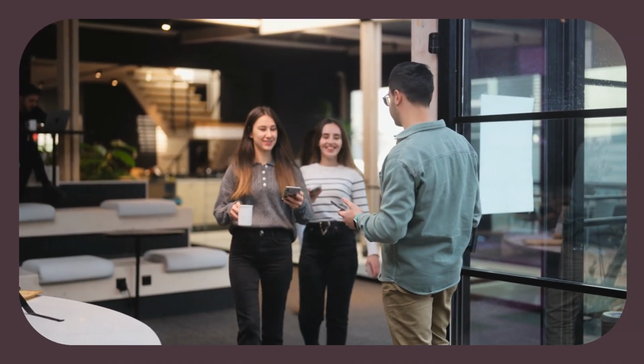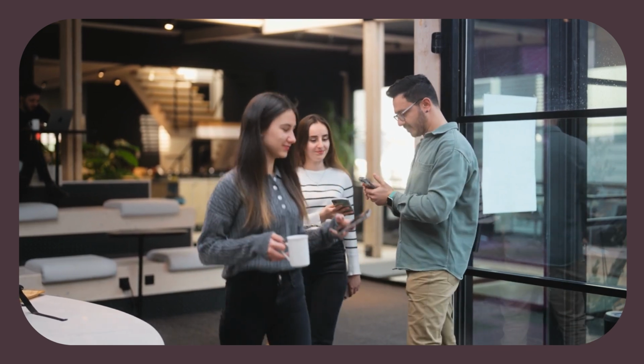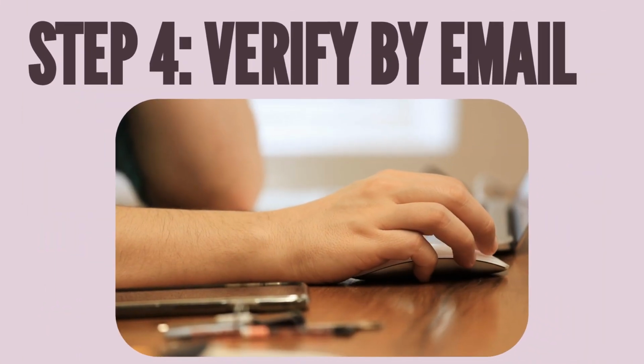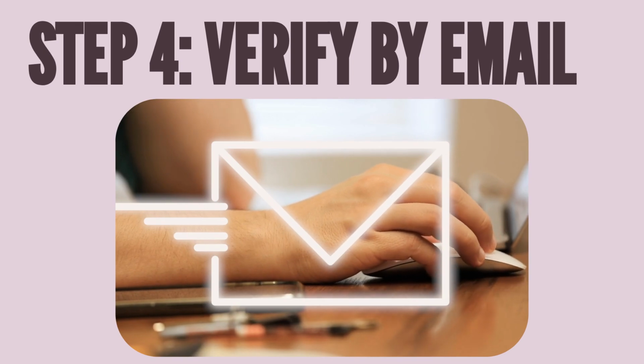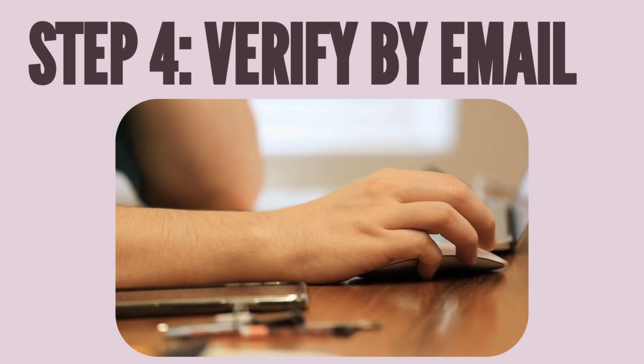If you choose to verify by phone, Google will give you a quick call with a verification code. Just answer the call, jot down the code, and enter it to confirm your business. If you opt to verify by email, Google will send you an email with a verification link. Just open the email, click the link, and you're all set to confirm your business.